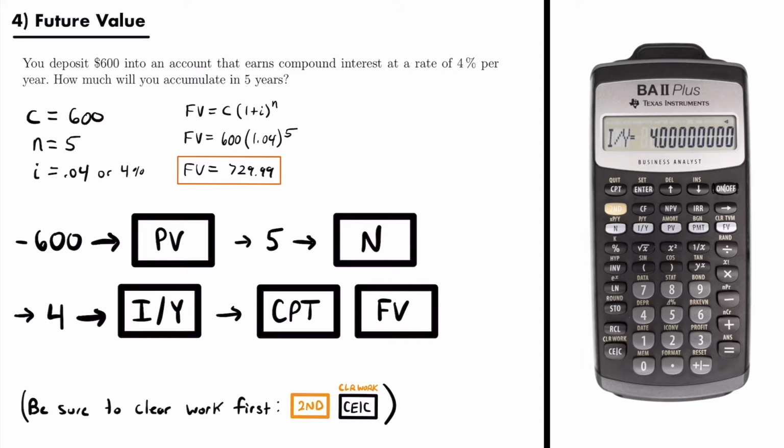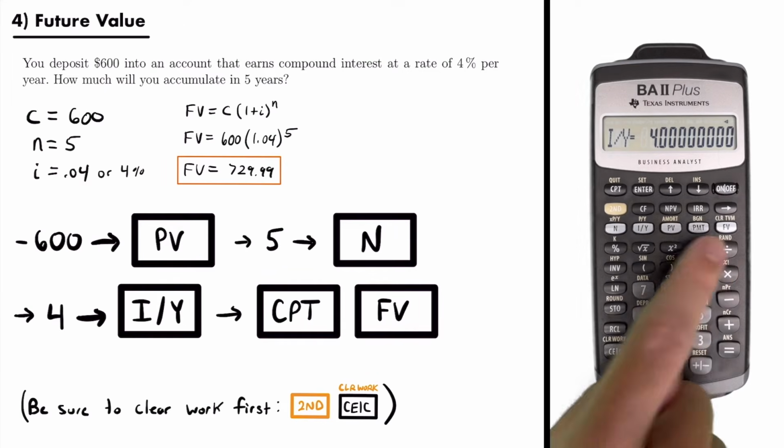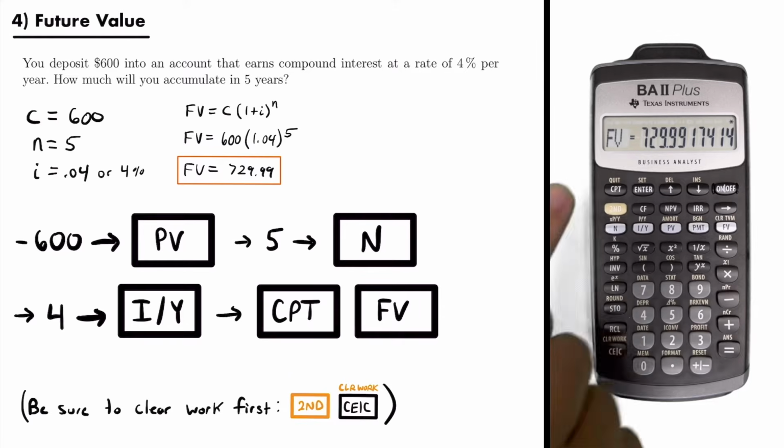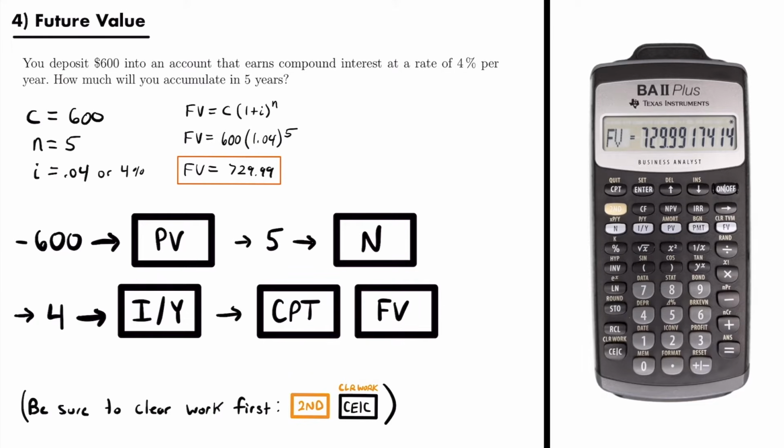And now the next thing we want to do is compute the future value. So we're going to hit the compute button, which is in the upper left-hand corner. And so we'll press that, and then we'll hit the future value button because that's what we want to compute. And so now you'll see that we get the same answer right here that we get when we solve this problem by hand, and that is that the future value is $729.99.